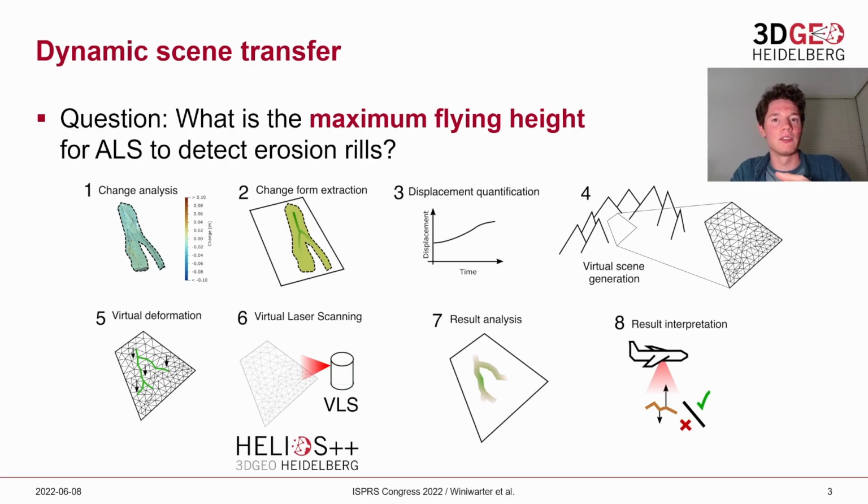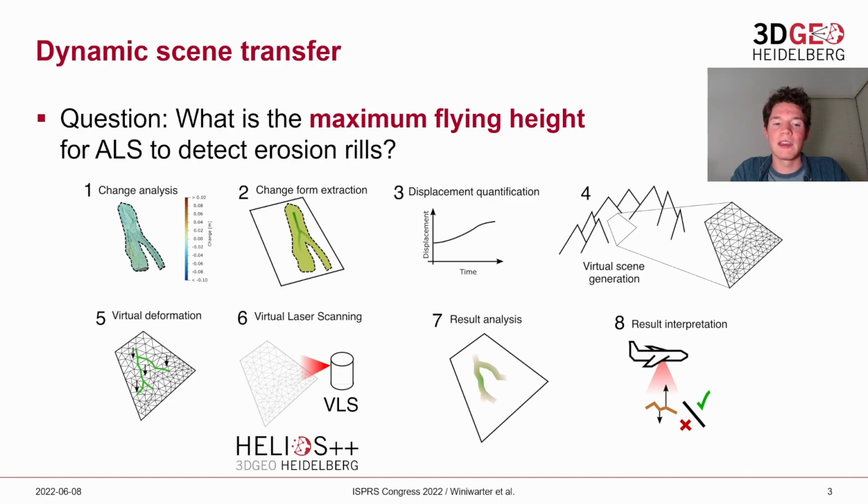The question that we could pose to justify such a research is we want to figure out what the maximum flying height is for a certain airborne laser scanning study to be able to detect erosion rills. Now, the workflow for doing this dynamic scene transfer is as follows. First, we do a change analysis where we identify changes over time in point clouds. Then we extract a change form that we have identified, quantify the displacement over time. And then we generate a virtual scene acting as a canvas where we can then apply the virtual deformation by just applying the displacement which we have quantified in step 3.